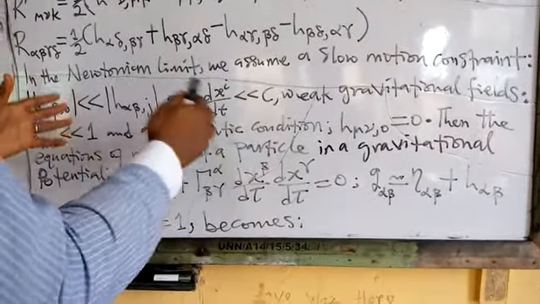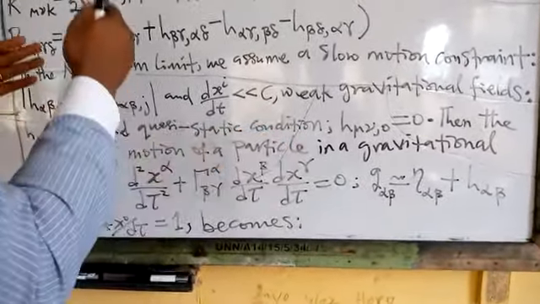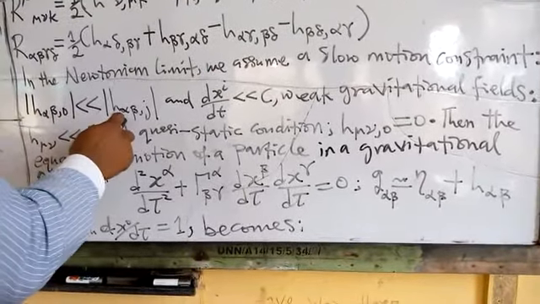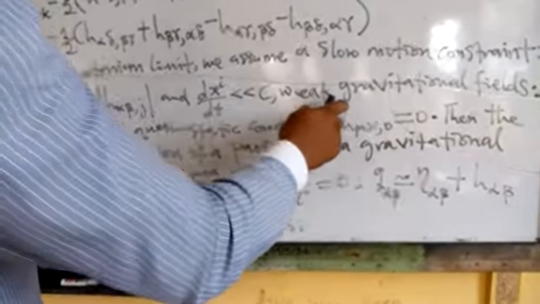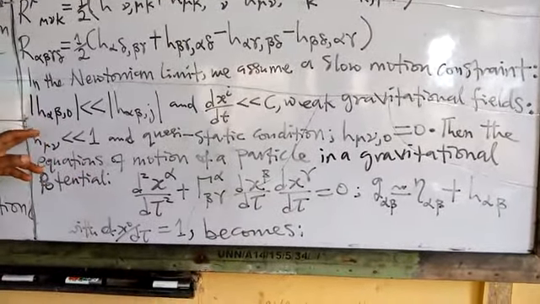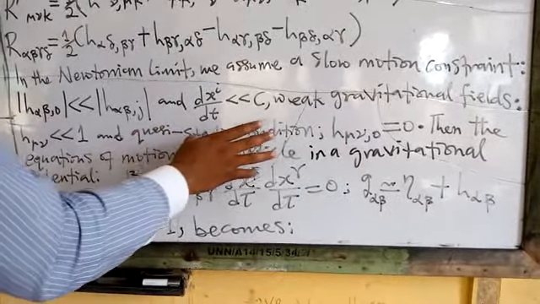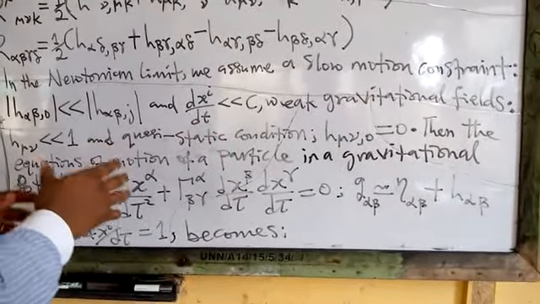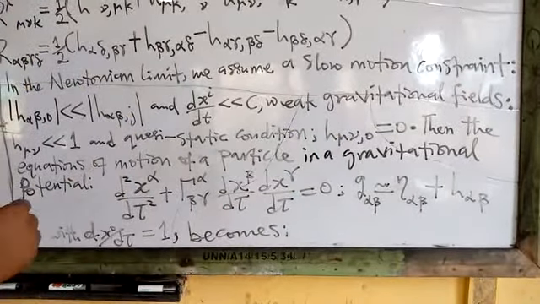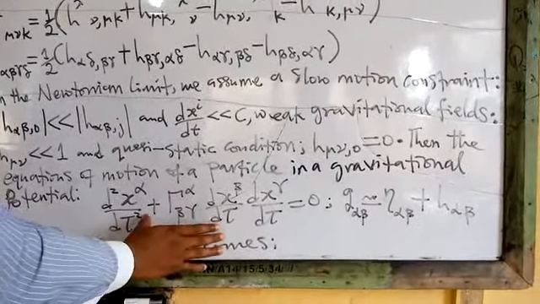So with all these conditions we have stated: the Newtonian limit, especially the slow motion constraint, which has been denoted by this and that; the weak gravitational fields, which have been denoted by the smallness of the metric perturbation; and the static condition that we want to consider, which has to do with the vanishing of the time derivative of the metric perturbation. We want to see exactly what this equation becomes.